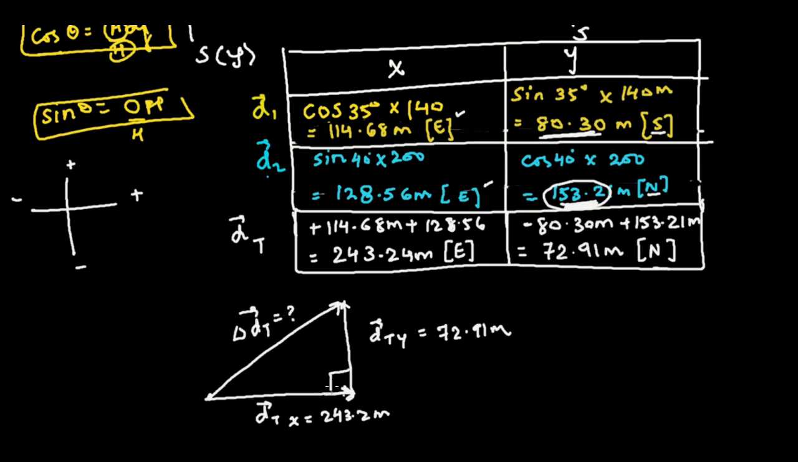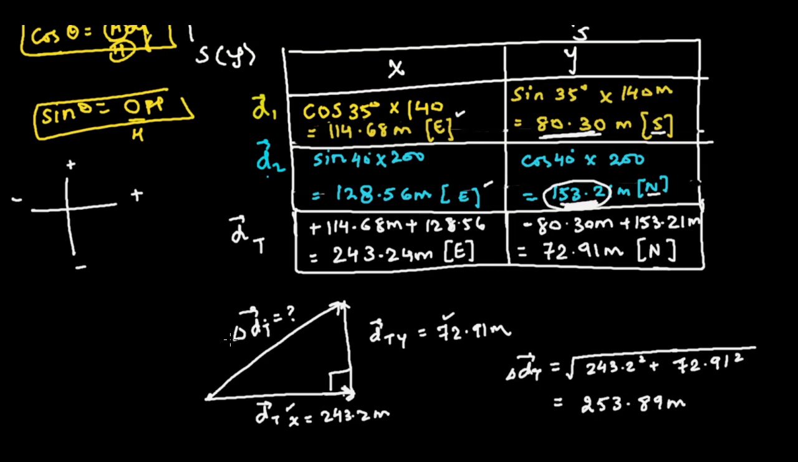Since we have a right angle triangle, and this represents the hypotenuse side of this triangle, and we know the other 2 sides, we would be using the Pythagorean theorem here, and the resultant will be the square root of 243.2 squared, that is the x component, plus 72.91 squared, that's the y component. This would give us the final answer as 253.89 meters. Always remember that when we have to find the final solution, we need to find both the magnitude and the direction of that vector.